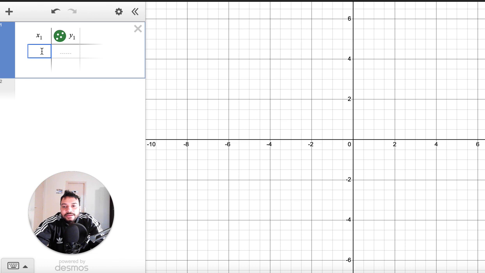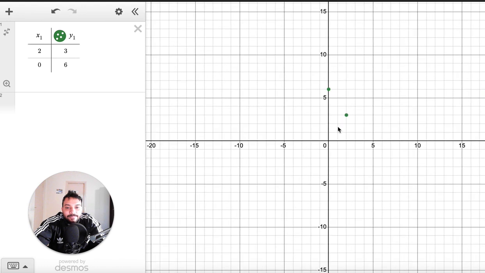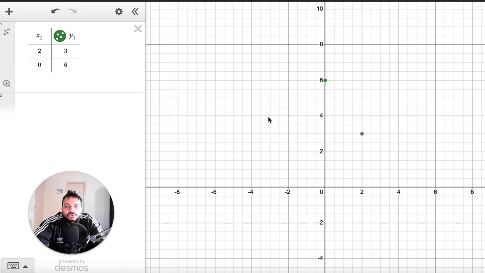So on the table, let's put the same coordinates. Our coordinates were 2, 3 and 0, 6. So 2 is x1, 3, and the second point 0, 6. Now, as you can see on the right hand side, the points are plotted, but you cannot do much with just these 2 points. We can see their location, but what help does it do unless we can actually graph this with the real equation?